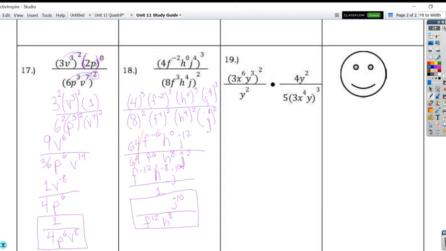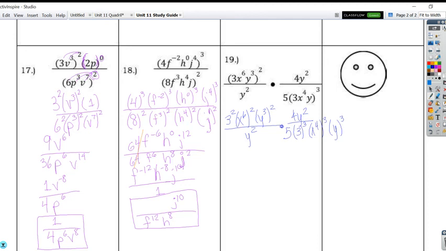Lastly, here on that 19, we are going to have to work with these exponents that are outside of the parentheses, spread them through so that all the factors get a turn. So 3 gets squared, x to the 6th gets squared, and y to the 3rd gets squared. This is divided by our y squared times. Then we've got 4y squared in the numerator. And my 5 in that denominator stays as it is, but then the 3 gets cubed, and the x to the 4th gets cubed, and the y gets cubed.